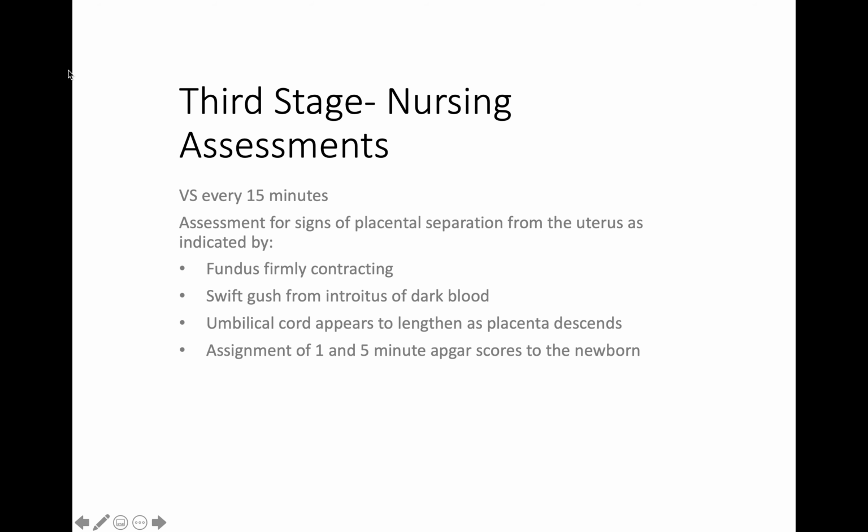So the third nursing assessment. Now the baby is out, and the third stage of labor, we know, is the placenta. Not as exciting as the baby, but there are several things that we need to look for and do. Vital signs, again, are not going to be every 30. We're going to assess for signs of placental separation from the uterus, where the fundus is firmly contracting. Sometimes there's a swift gush of dark blood from the introitus, which is the opening of the vagina. The umbilical cord actually looks like it lengthens because it's all coming out. We know the umbilical cord is attached to the placenta.